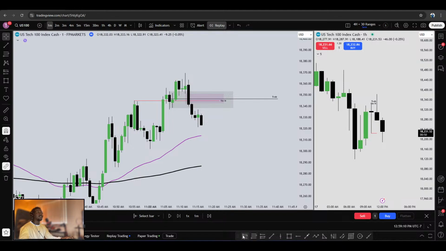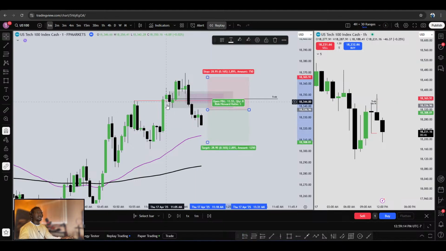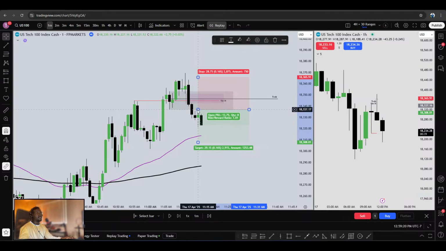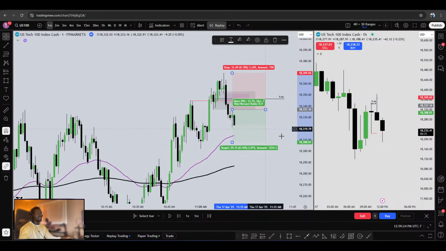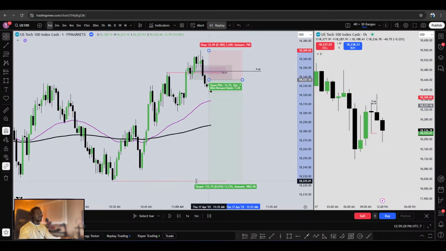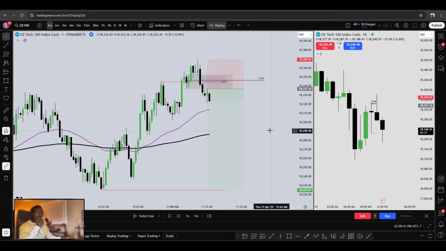Wait a minute, don't tell me they didn't touch that zone. Yes, they did, because I used the whole candle, so this one touched it. So if this was a pending order, you might not be filled, right? My stop loss will be all the way up here, and then aiming for that swing low over there.